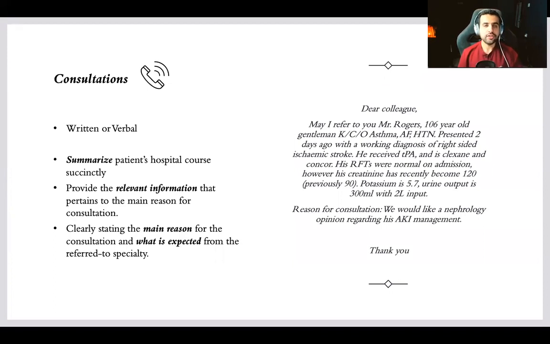The second goal is you want to provide them with the relevant information that they care about. So if I'm contacting the nephro, I don't want to talk to them about how the patient has been doing with regards to his or her ischemic stroke. So that's in terms of the relevant information. Then at the end, you want to state clearly what is the main reason for the consultation, and what do you expect of them for this patient.